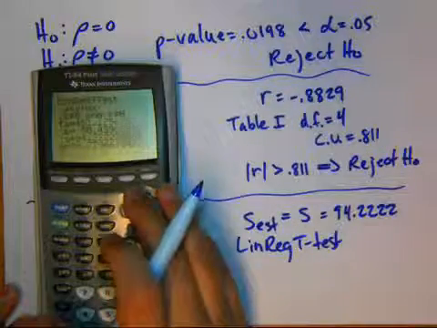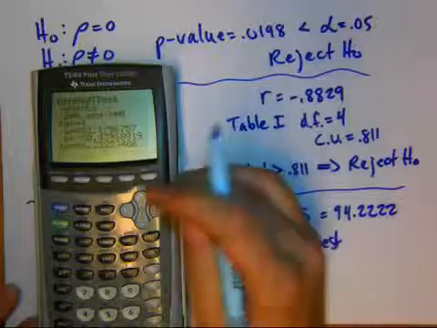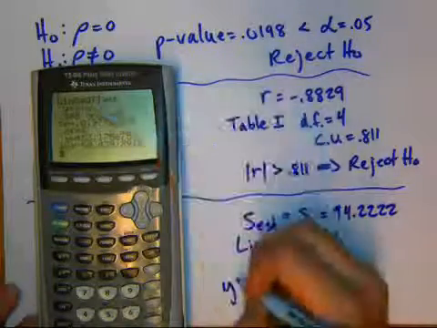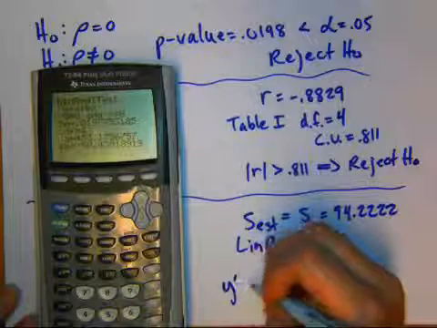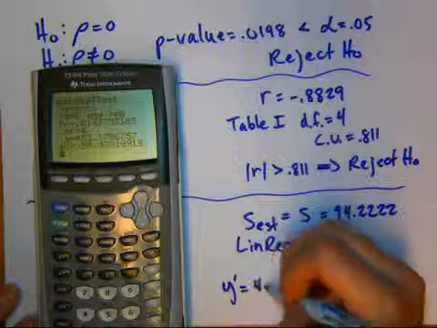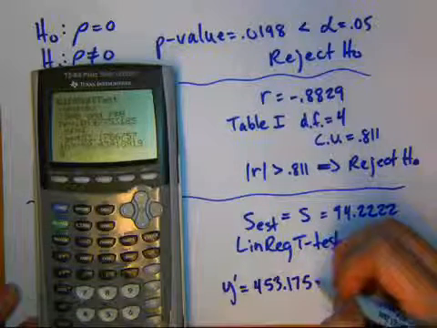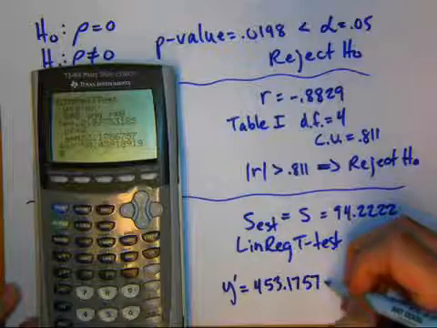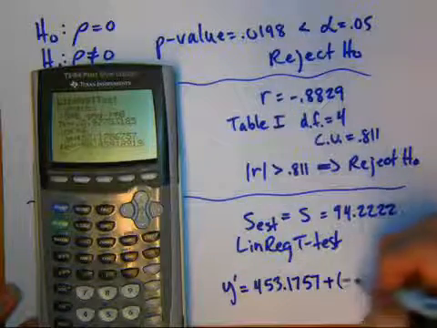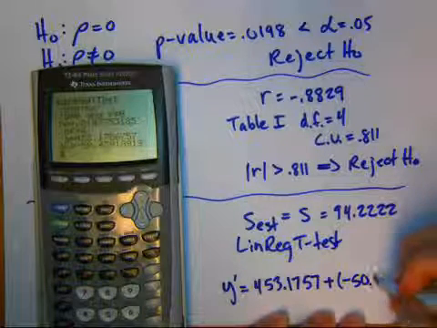We also need to know the regression equation. So right when I have this open, here I have my a and my b for this regression equation. We write it as y prime, that's the predicted value of y, equals a, so we put in that number 453.1757, plus bx. So b is a negative number, so I'm going to put that in parentheses just to make sure that you don't forget it's negative.